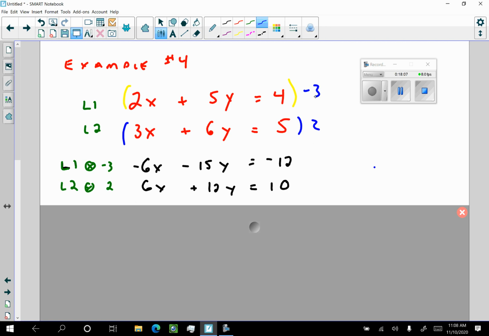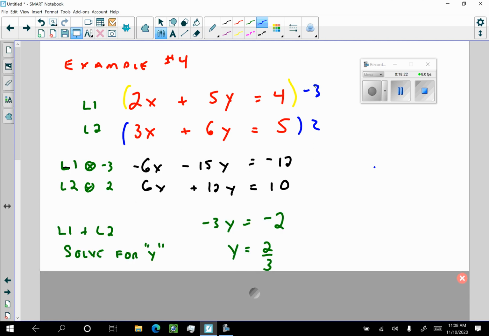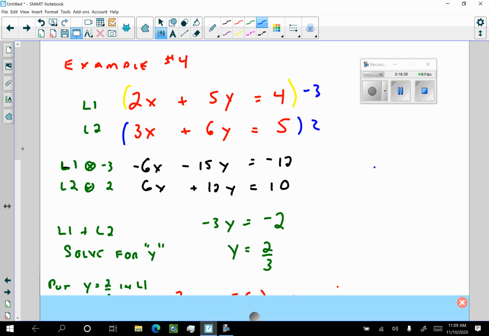Negative 3 times 2 is negative 6. Negative times positive is negative. 2 times 3 is 6. 2 times 6 is 12. 2 times 5 is 10. Now I can add them together. I think this is the first example where I had to multiply both equations by a number. Add them together. I get negative 3y is negative 2. Y is 2/3. Ooh. I think this is the first time we came up with a daggone fraction.